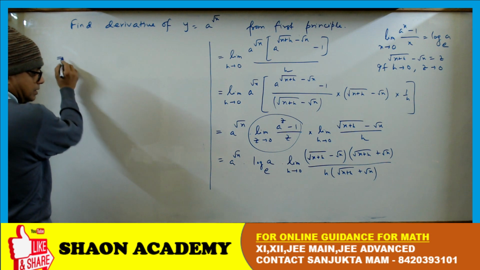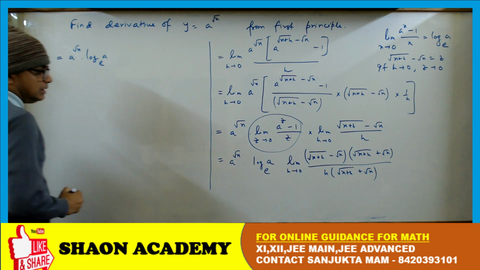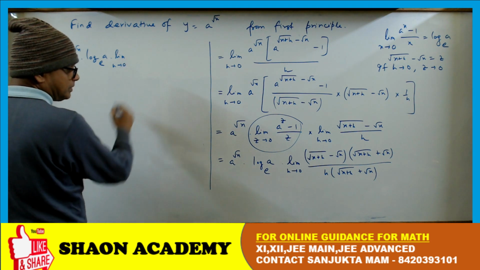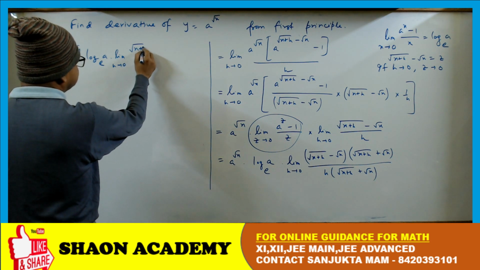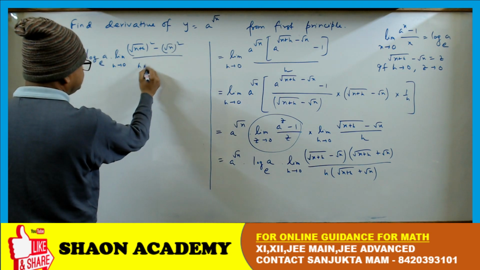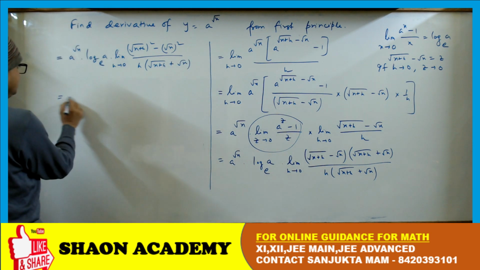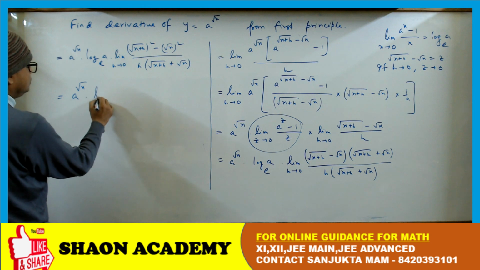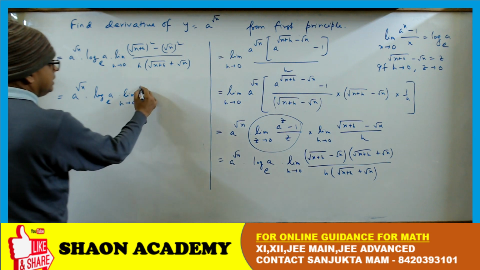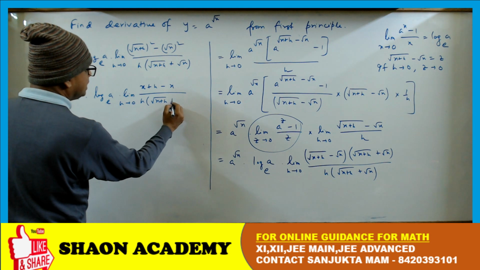Now, a to the power root x into log of a base e into limit h tends to 0, root of x plus h whole square minus root of x whole square, so h into root of x plus h plus root of x, equal to a to the power root x into log a base e into limit h tends to 0, x plus h minus x by h into root of x plus h plus root x.